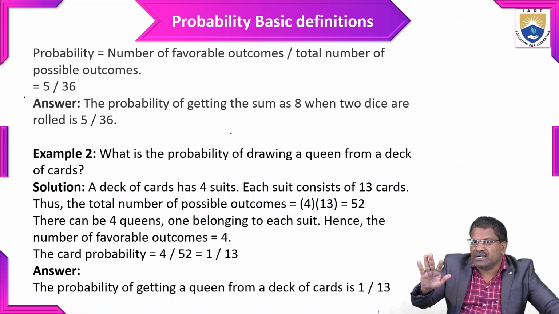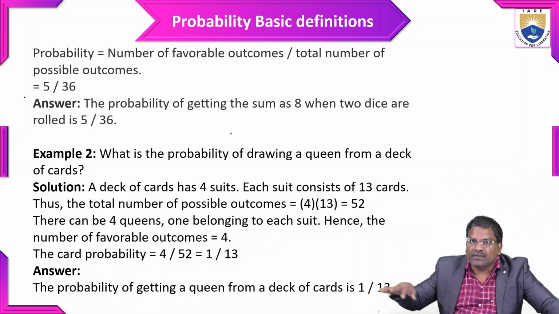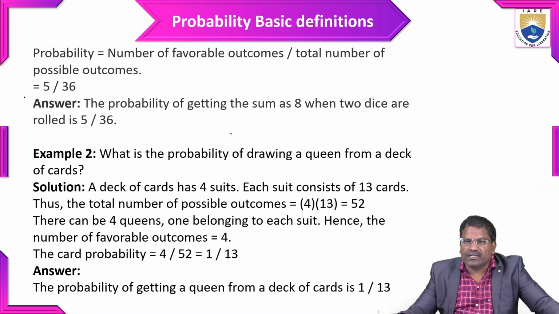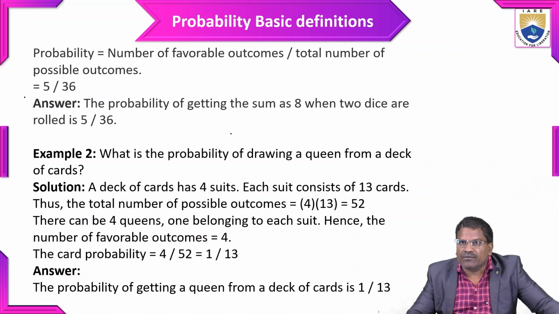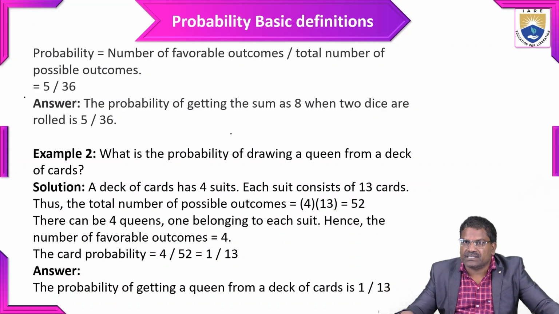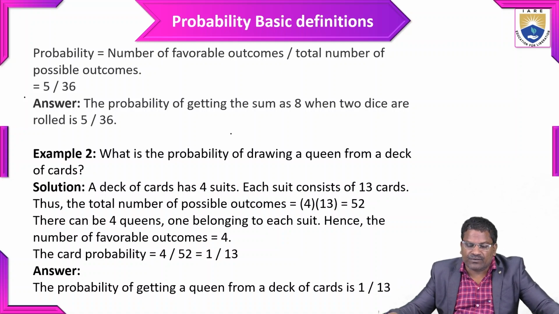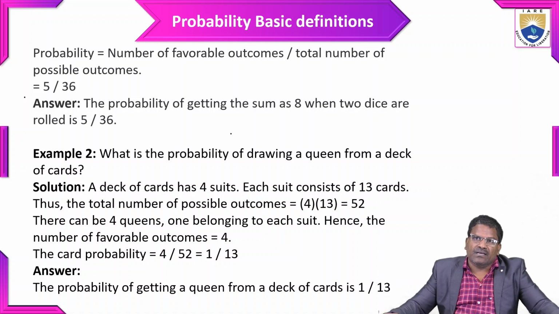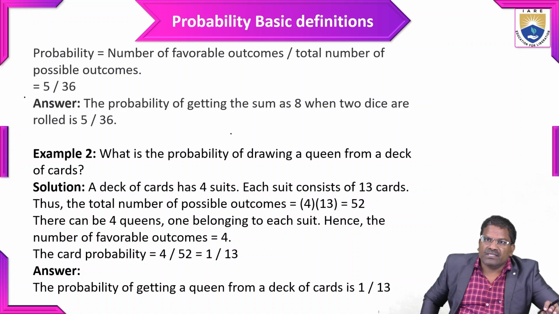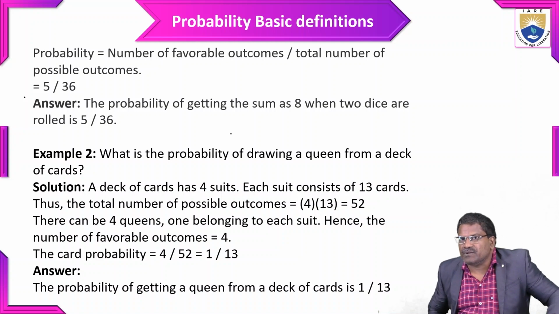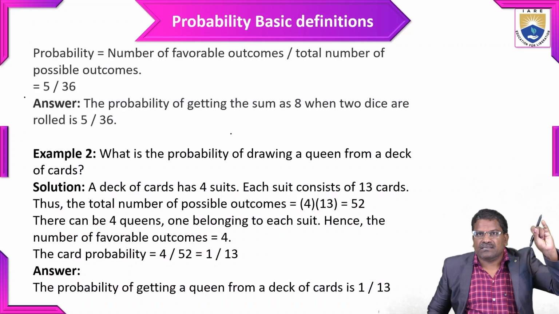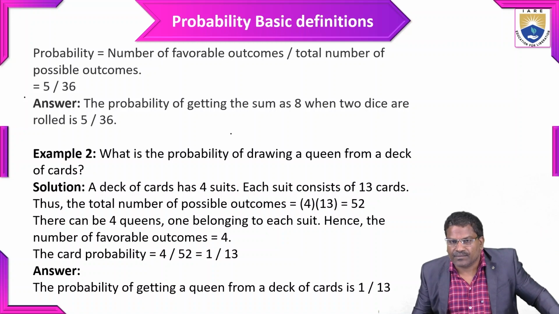They are called diamonds, clubs, hearts, spades. 4 types are there. Each type has 13 cards, and 13 into 4 gives 52 cards. In each one, there are 3 face cards: jack, king, queen. Ace also is there.